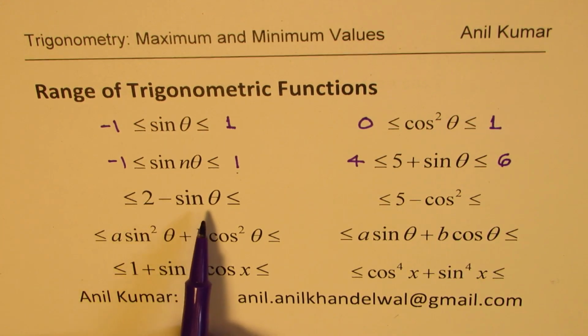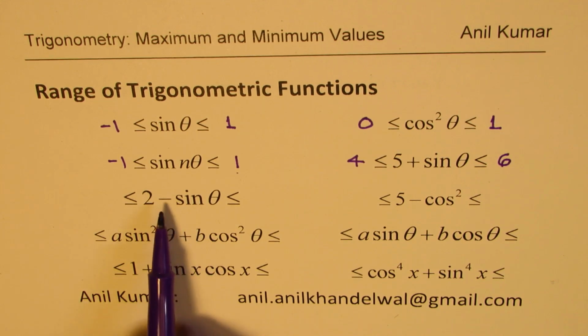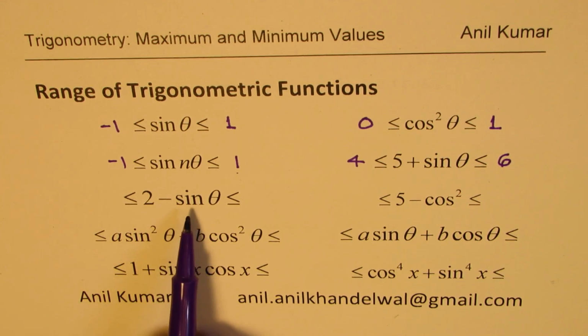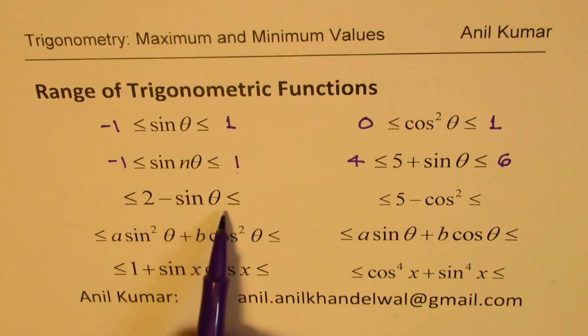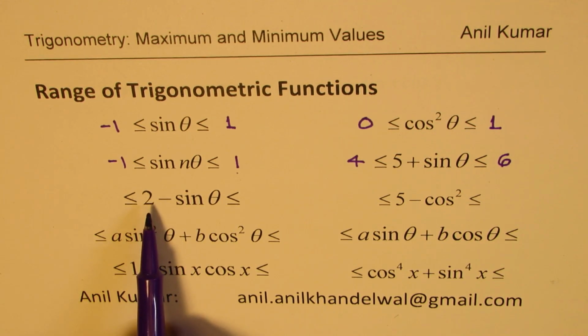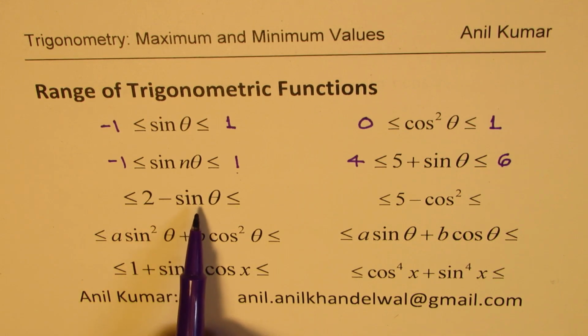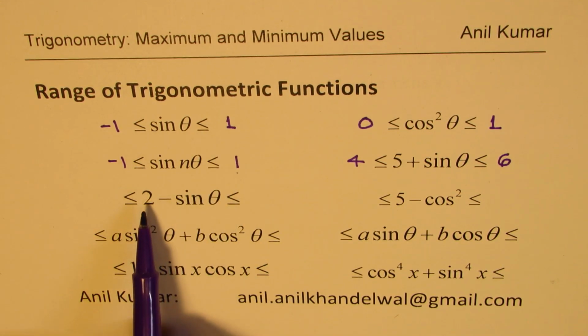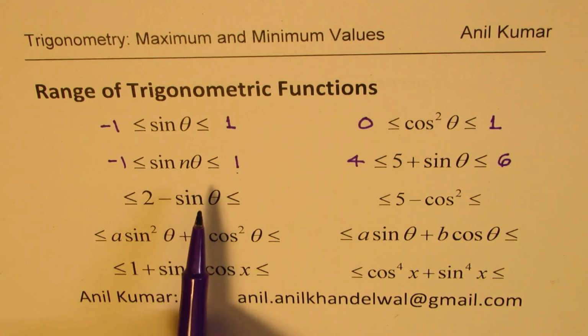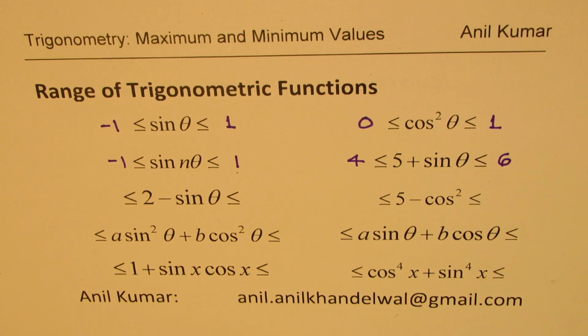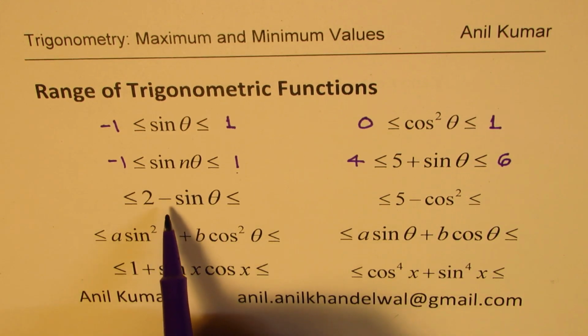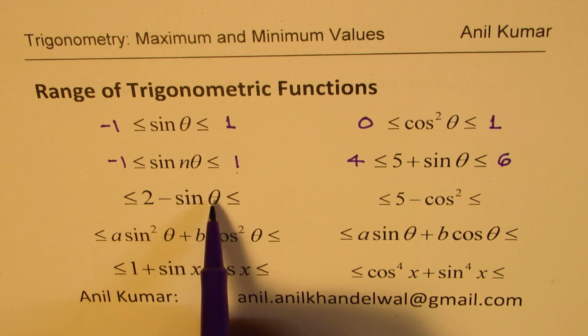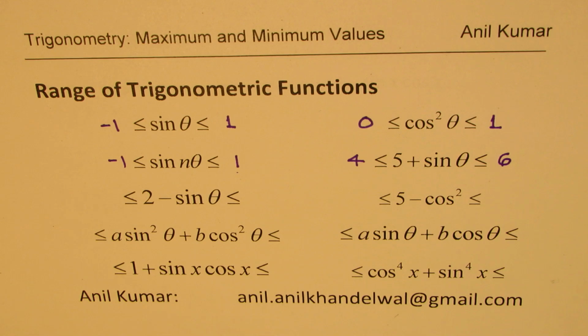When we have 2 minus sine theta, then of course the minimum value will be the value which is maximum for sine theta taken away from 2, right? So what is that value? That is +1. So if I remove +1 from 2, I get 1, right? Now if I take away -1, then what do I get? So that becomes 3. You get the idea. So this becomes a value between 3 and 1.